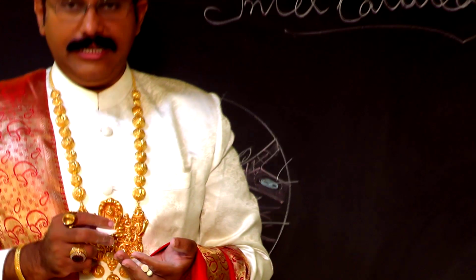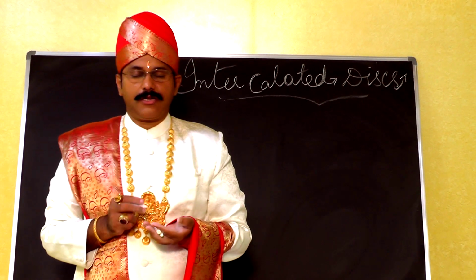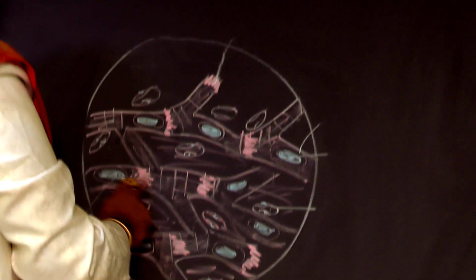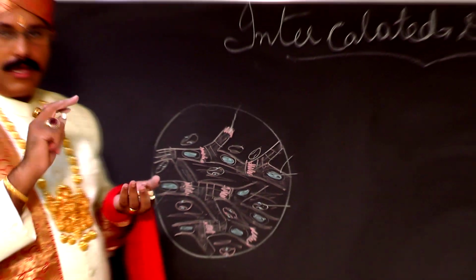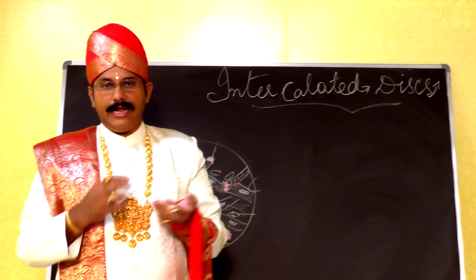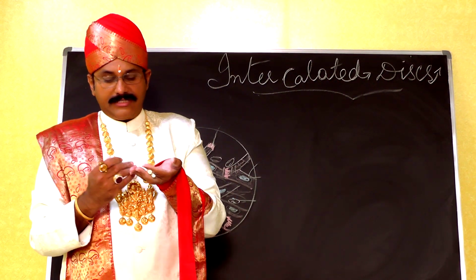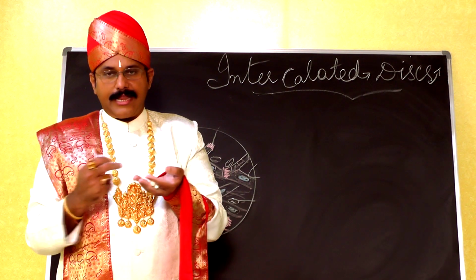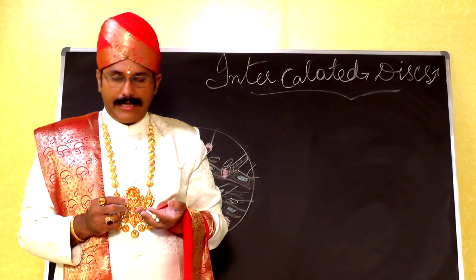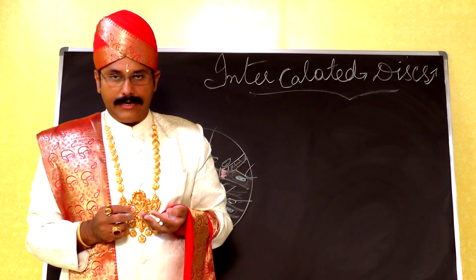The intercalated discs or intercalary discs, the special feature of the cardiac muscle we are trying to discuss. So when we draw the histological diagram, we see these zigzag lines, okay? These are basically the junctional complexes which are present in between the adjacent cardiac myocytes, that is, the cardiac muscle cells which are present side by side. They are connected by these intercalated discs.